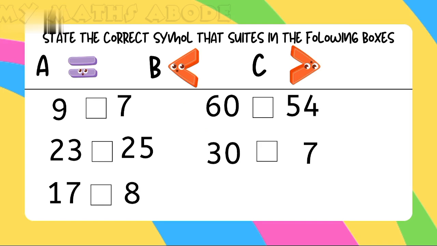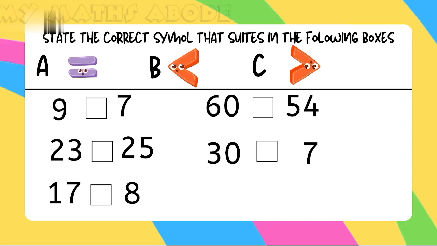So my class doesn't end without an assessment, so I would love you to try this assessment. This one is the easy peasy part. This is for grade 1, grade 2. So we have 9 and 7, 23 and 25, and the instruction is we should state the correct symbol that suits the box.